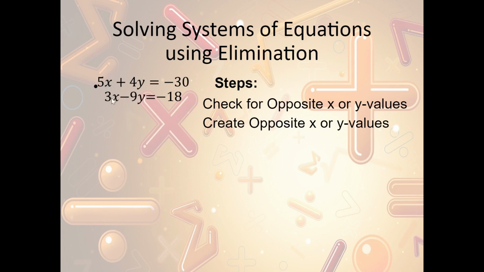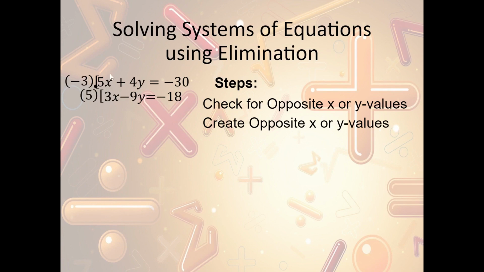So I can pick either the x values or y values. Now the y values are going to get really large if I start multiplying by 9. So I'm going to use my x values. And I'm going to multiply the top one by negative 3. That'll give me negative 15. And the bottom one by 5, which gives me positive 15. So now we have a negative 15x and a positive 15x.